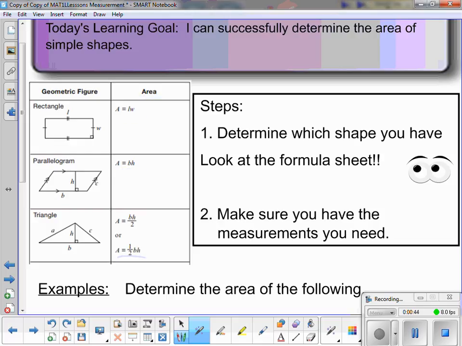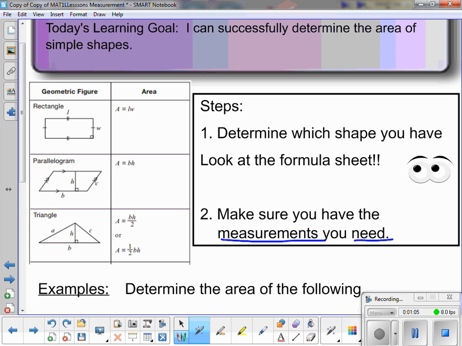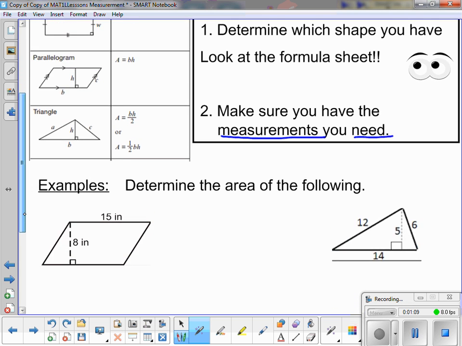So again, I've started with steps. First of all, number one, determine which shape you have. Okay, so that makes sense. And then look at the formula sheet. So make sure you're going back to see which shape you have from the formula sheet. And then the second part is make sure you have the measurements you need. Remember when we did perimeter, sometimes we were missing things. So let's take a look at the first one.